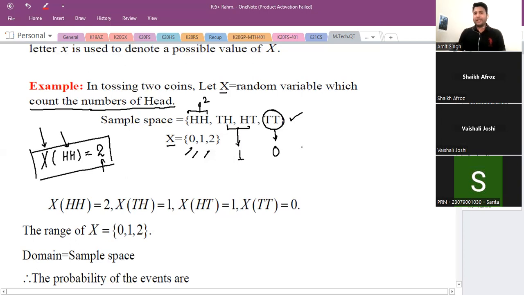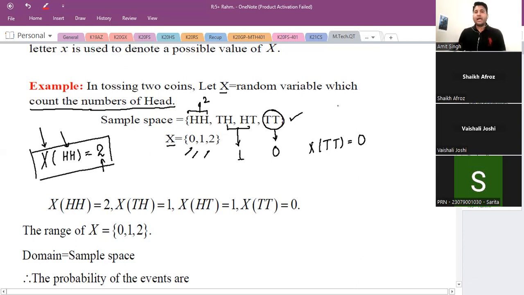For example, if I give the input as tail and tail, X is counting the number of heads. There are no heads, so it will give you the value 0. So this is how we can construct a random variable corresponding to a given experiment. It is decided by ourselves what we are exactly counting in the random experiment.